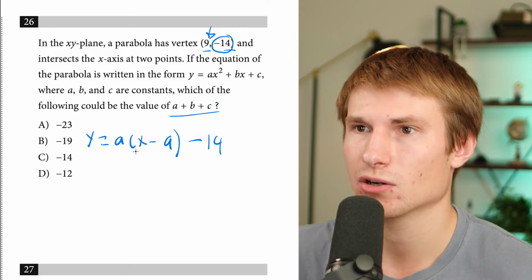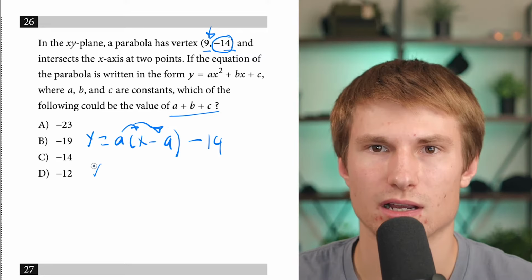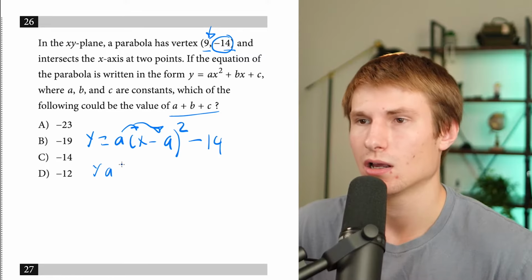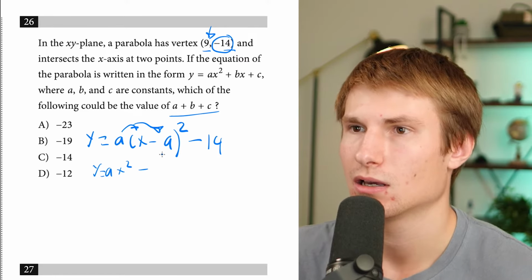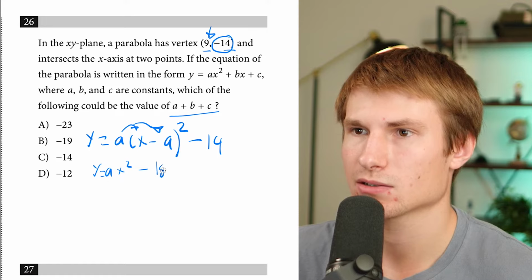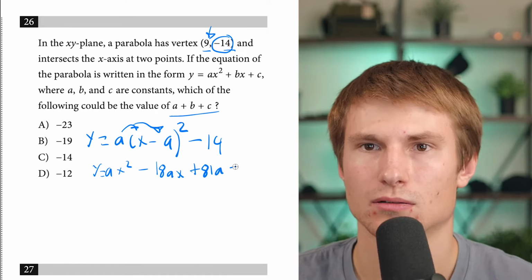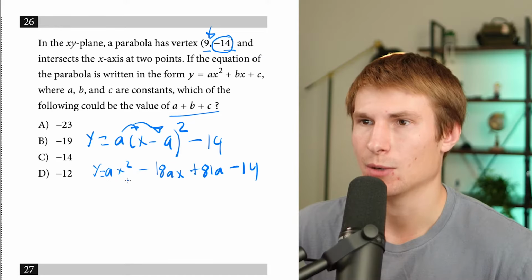Okay, from here, let's go ahead and expand on this. So we're going to have that a being applied there and there. So we'll end up with y is equal to, oh, and that's squared, by the way. That would be squared. y is going to equal ax squared minus 18ax, plus 81a minus 14. Okay, so from here we've got everything in terms of a, and then obviously we have those x values. So we've got x squared and x.